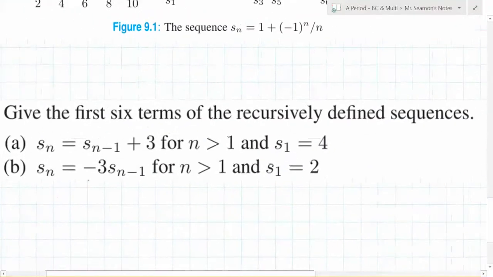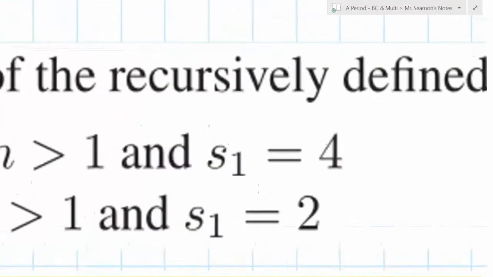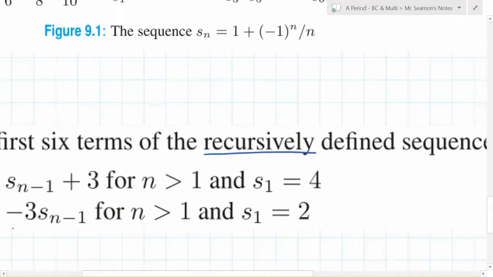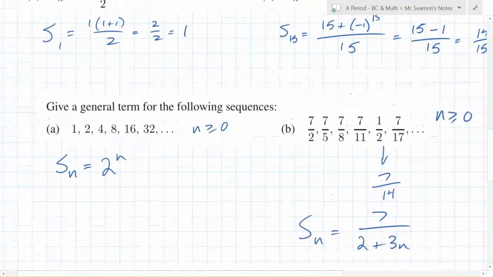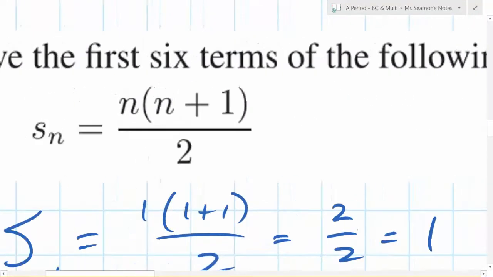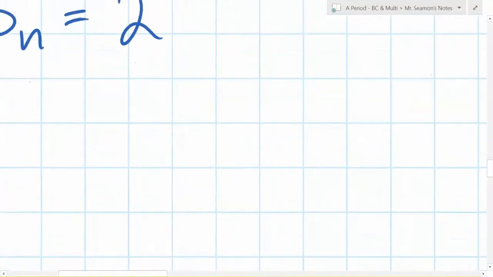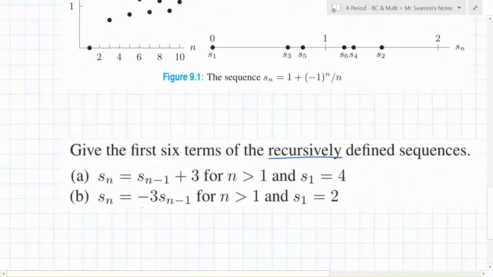So here's what I'd like you to do. I'd like you to give the first 6 terms of the recursively defined sequence, the most important word here being recursive. What does that mean? Take a look at the definition and tell me what you think recursive means. We've been doing explicit formulas. They're explicit because it's just in terms of n. To get the 10th term, you just plug in 10. What's the difference now when you deal with recursive? Look at the formula. What do you see?